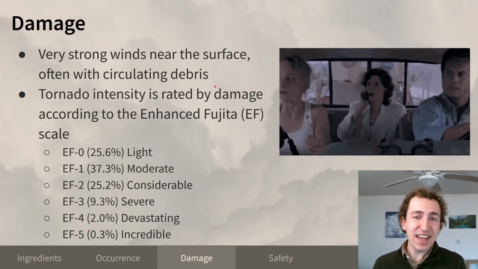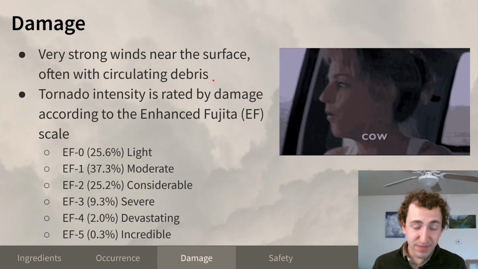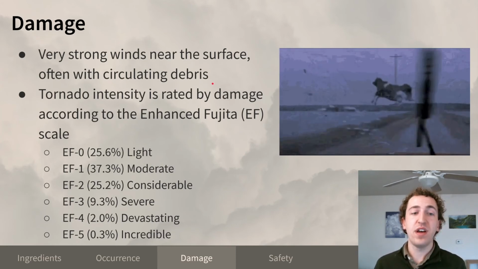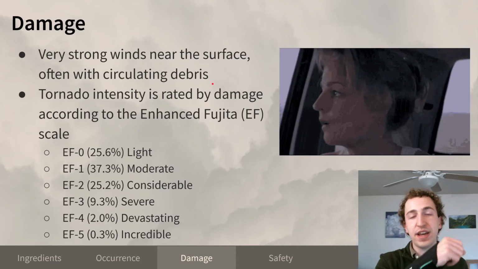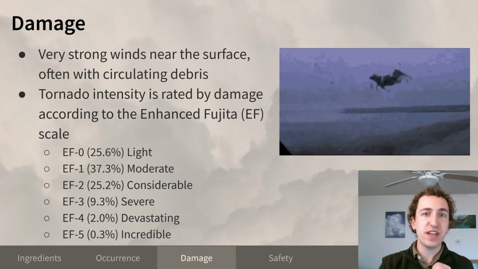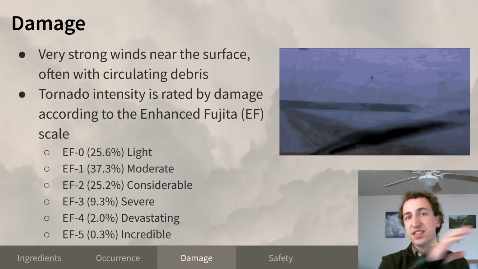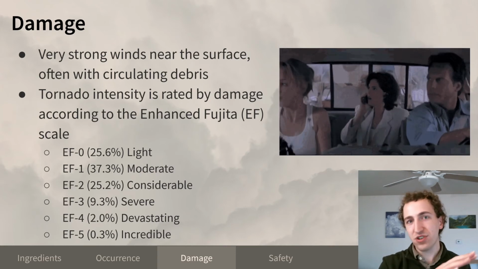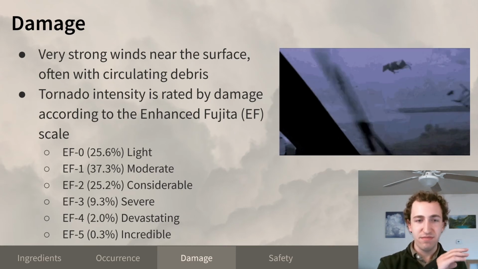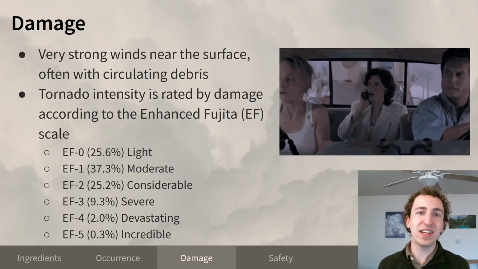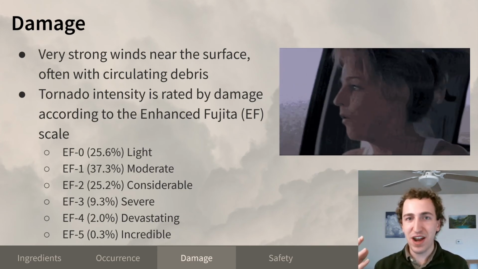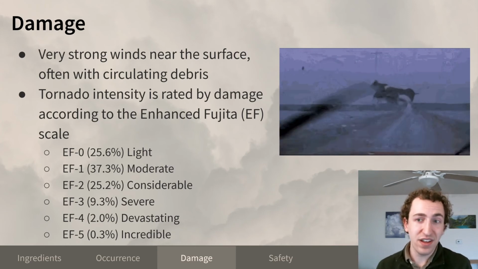But the big thing about tornadoes is that you have extremely strong winds near the surface, often with circulating debris, in a really tight region. So you can easily go tens of feet over and go from catastrophic damage and buildings being blown to pieces to right next to it just having little minor damage, and then over a little bit more, nothing.